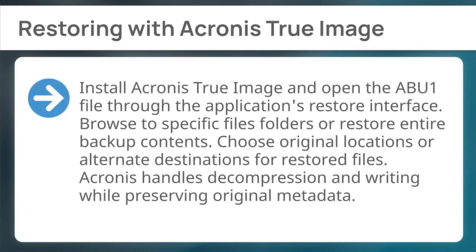Install Acronis True Image and open the ABU1 file through the application's Restore interface. Browse to specific files or folders, or restore entire backup contents. Choose original locations or alternate destinations for restored files. Acronis handles decompression and writing while preserving original metadata.